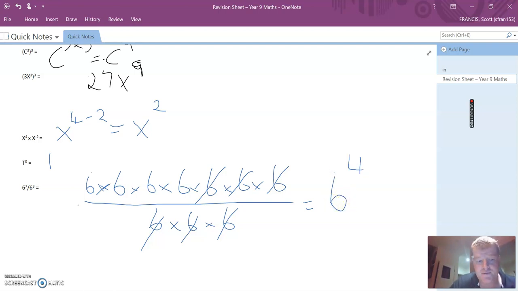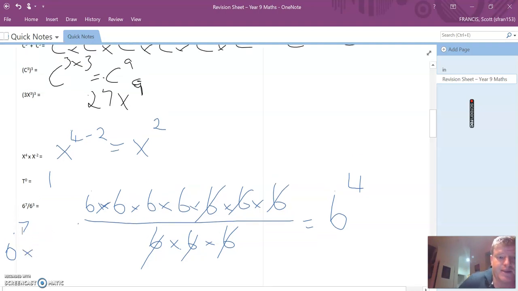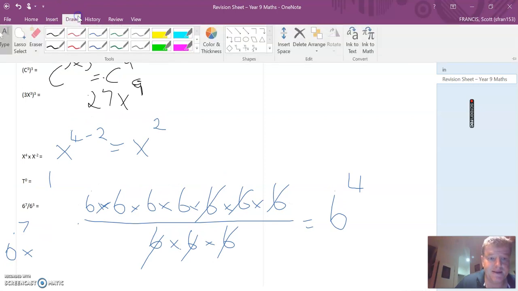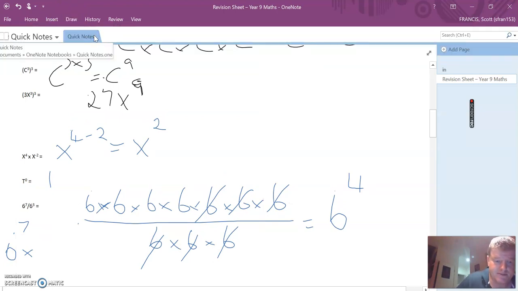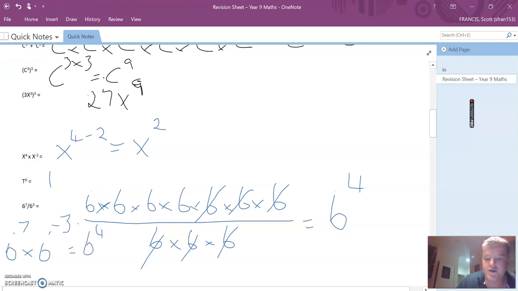Okay. Now that's what I expected, because 6 to the 3 down the bottom, that's also the same as saying 6 to the 7 times 6 to the minus 3, which would equal 6 to the 4. So we've got two different ways of doing that.